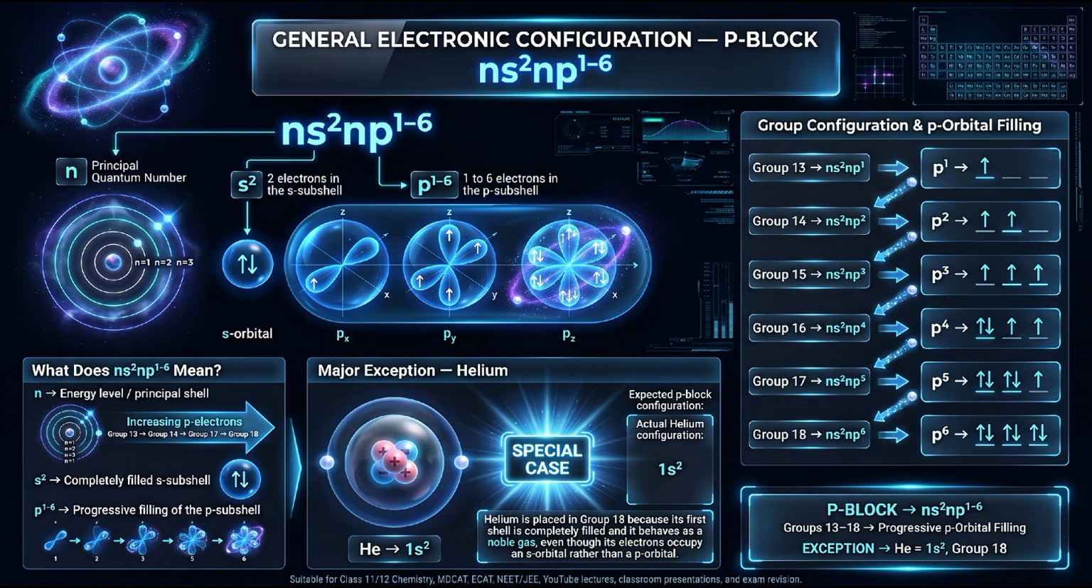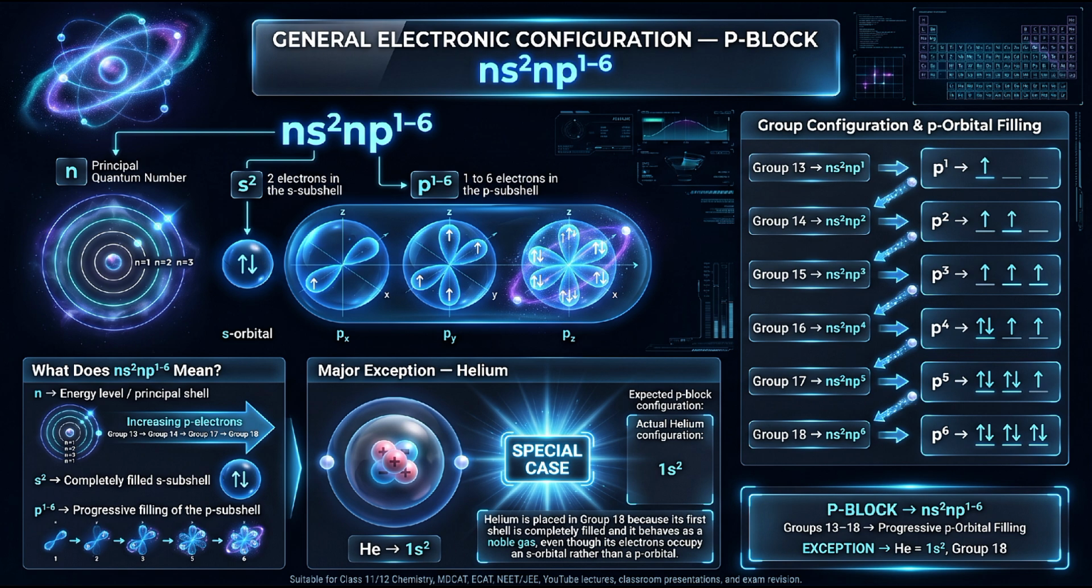After these blocks, the p-subshell begins to fill, producing groups 13 to 18. Therefore, the periodic table can be understood as a systematic arrangement based on which subshell receives the differentiating electron. For example, consider the second period.